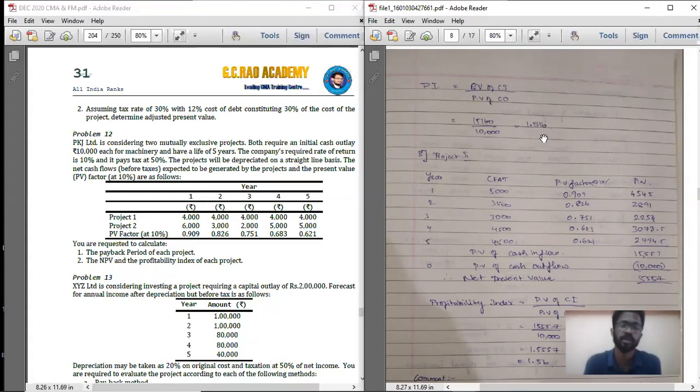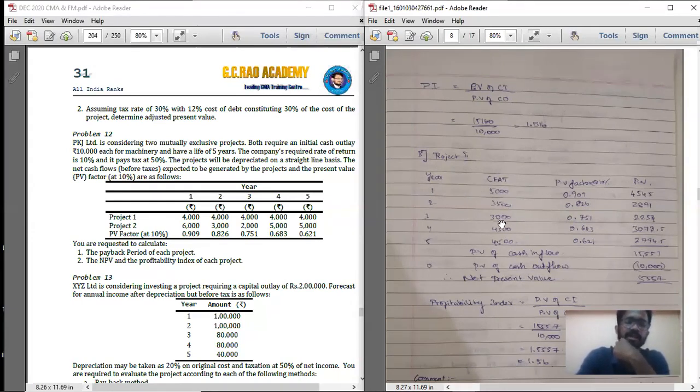So with that we have completed the NPV and the profitability index for project 1. Below that, capital B, project 2. Underline project 2. Below project 2, record a four-column table. First column year, second column CFAT, third column present value factor at the rate of 10%, and last column present value.